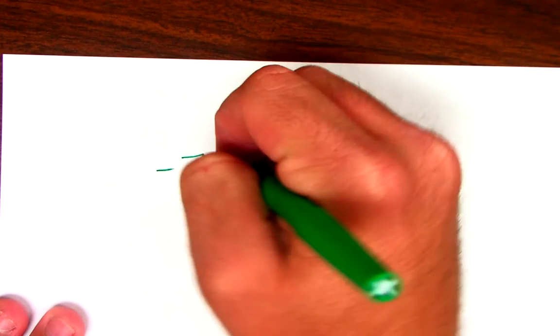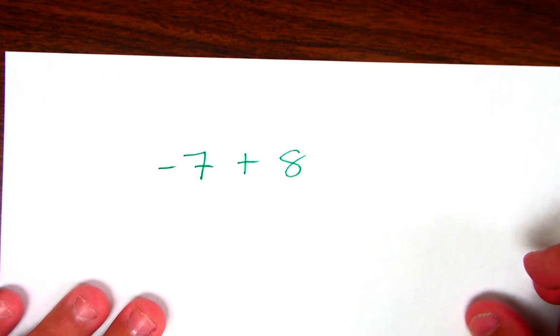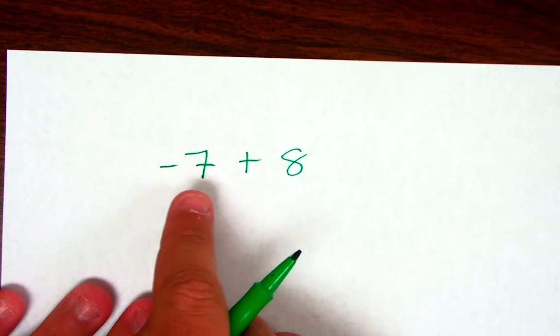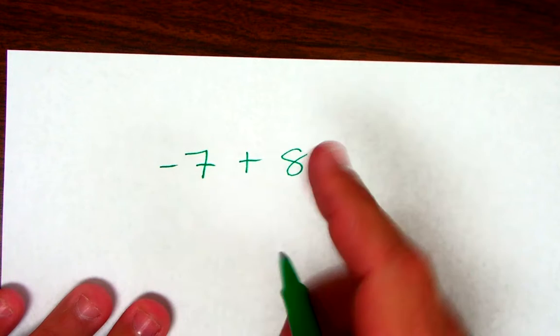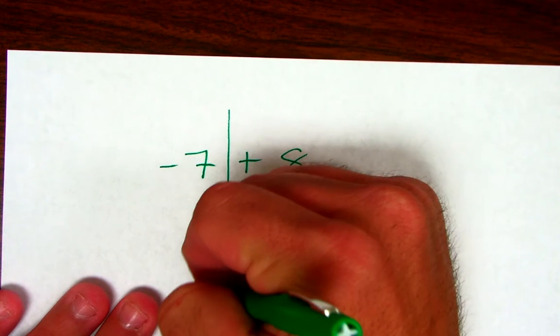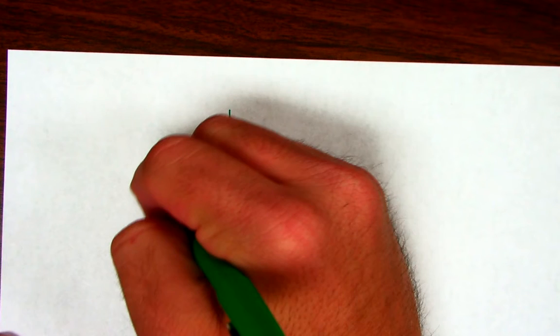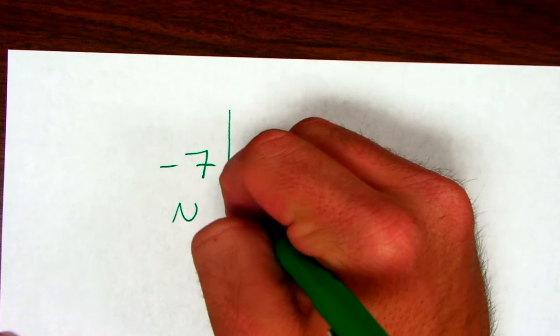So let's start with -7 plus 8. So what we're going to do is step 1. We're going to separate out each term. Each term has a number with a sign with it. Again, number with the sign. Separate it out. Now remember, the negatives we're going to label with an N. The positives, people with positive attitudes, we're going to label with a P.